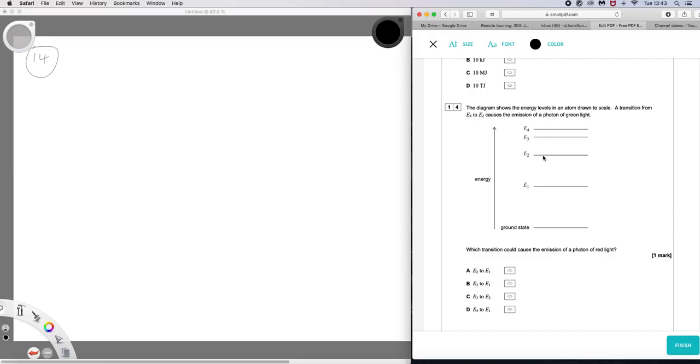So 2 to 1, that's too big. 3 to 1, definitely too big. 3 to 2, well, 3 to 2 is definitely smaller than 4 to 2, so 3 to 2 would do. 3 to 2 is C.